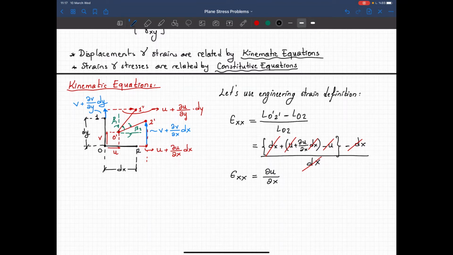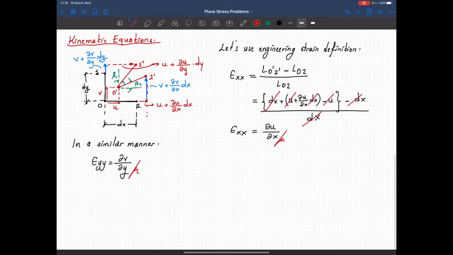Alright? So that's our displacement strain relationship in the x direction. And we can write the same equation for the y direction. So in a similar manner, we can obtain epsilon yy as equal to del v divided by del y. So these are the axial strains. Now let's take a look at the shear strain.